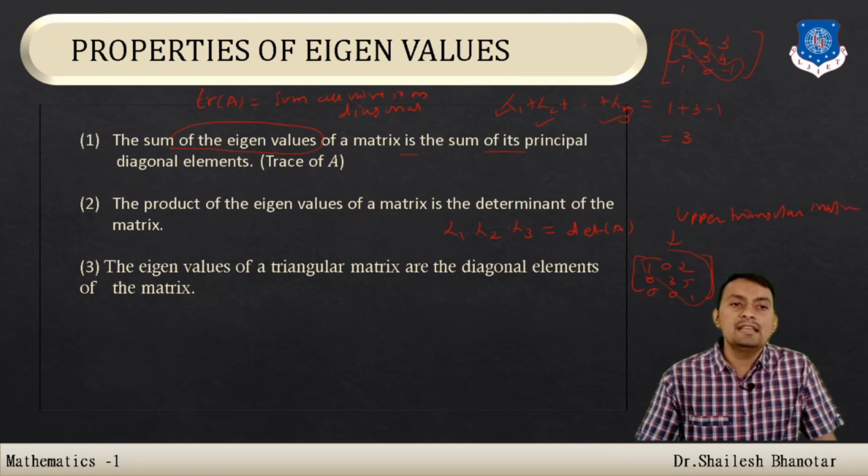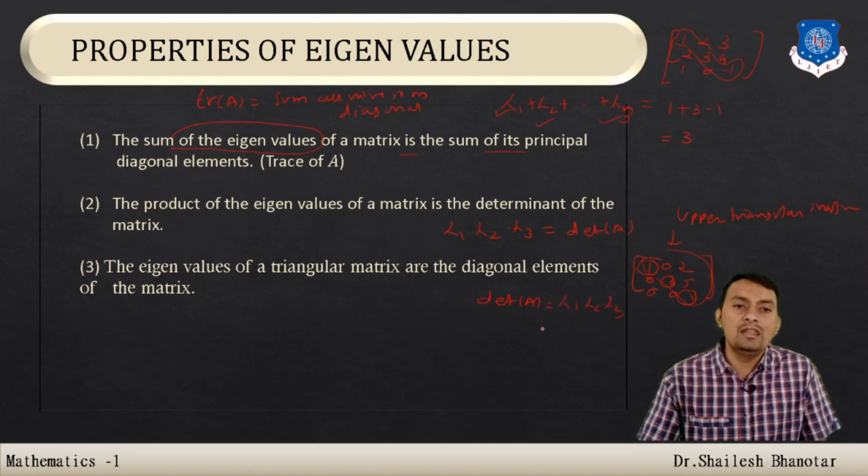And whenever we see an upper or lower triangular matrix, only the diagonal entries will be the eigenvalues. Based on that we can find the determinant of A, which is nothing but lambda 1 times lambda 2 times lambda 3. So this is 1, this is 3, and this is 1, so we can say the determinant is nothing but 3.